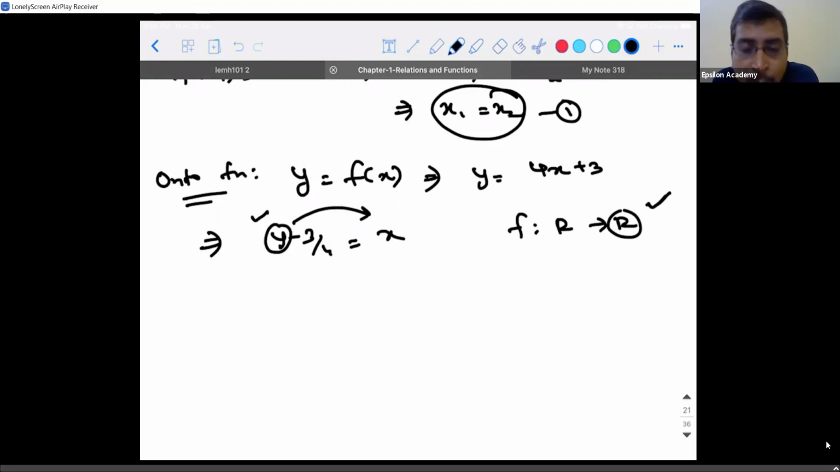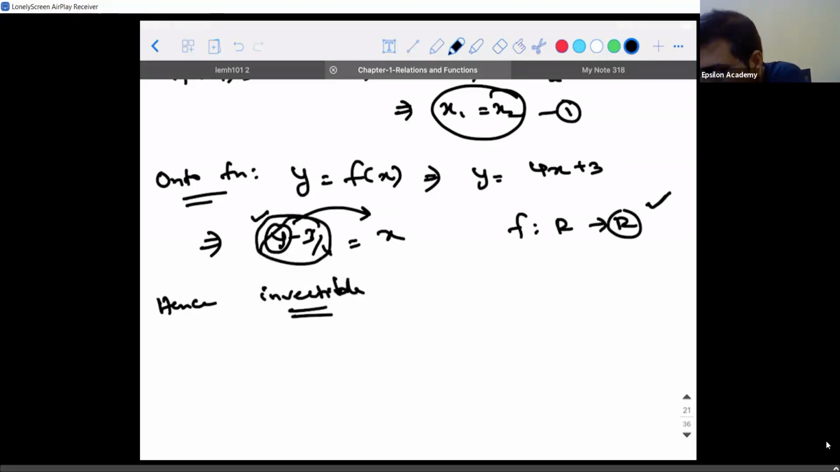So what is going to be the inverse? We have found out that it's an invertible function. So the inverse will be x is equal to... Shall I tell you a shortcut method? The inverse is nothing but, if you get this step now, y minus 3 by 4, you will get x in terms of y.